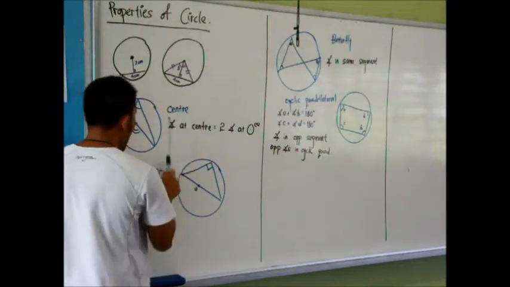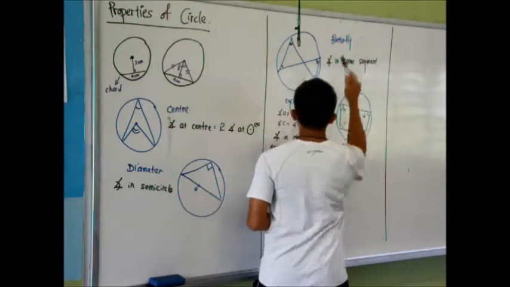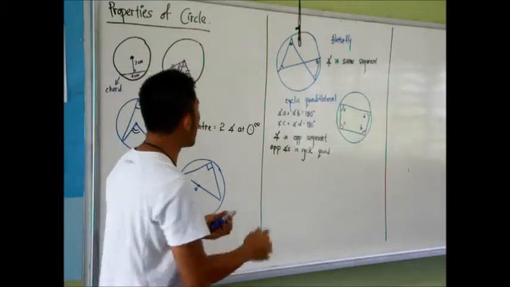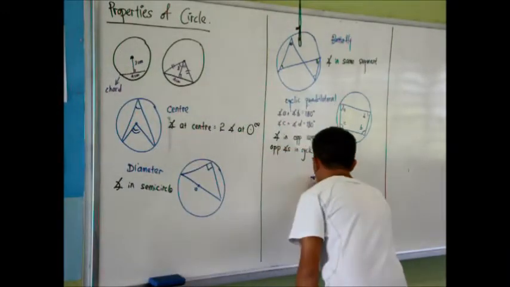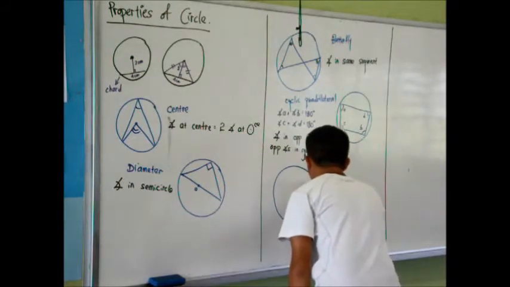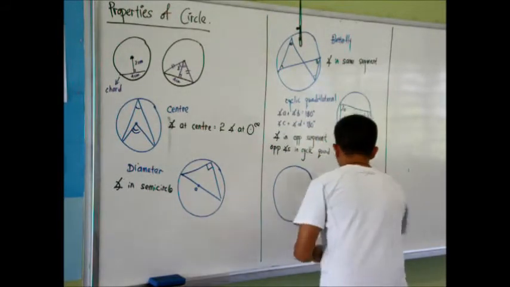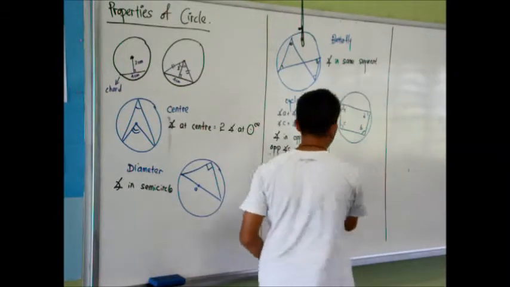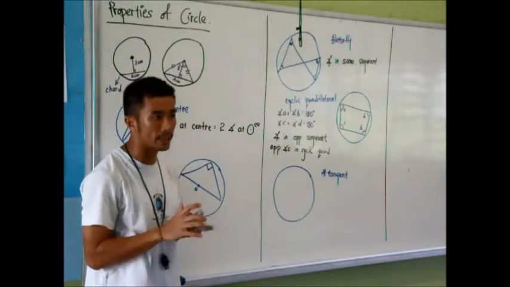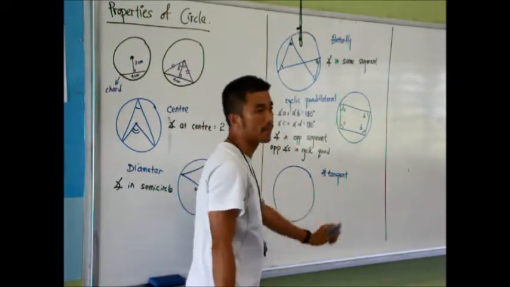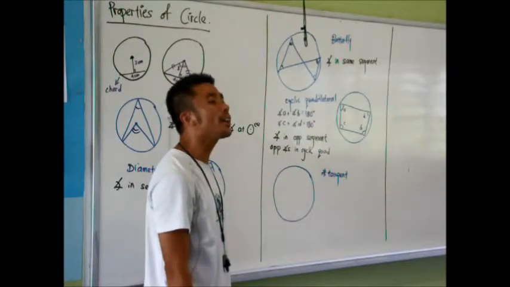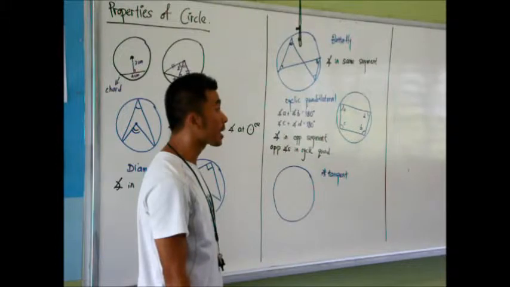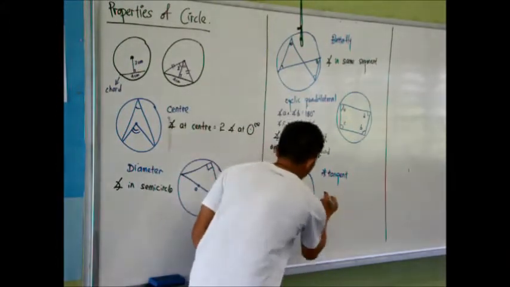We have center, we have diameter, we have butterfly, we have cyclic quad. One more. There must be another distinct feature. Can you all remember? Start with T. Thank you. Tangent. And please put a star here because for tangent, it's very necessary when you do A Math in the second semester. Alright? What is defined to be a tangent? Touch the circumference of the circle at one point.